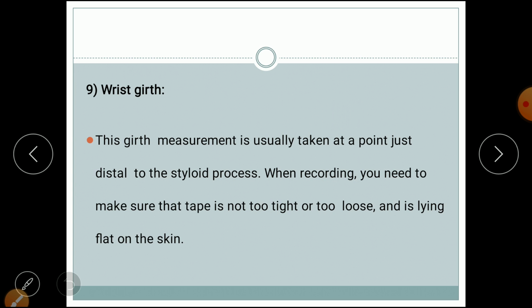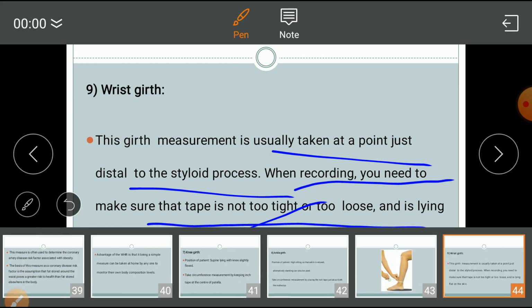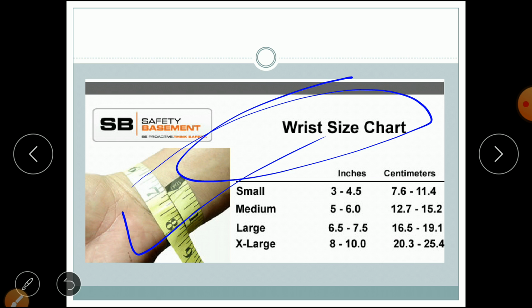Last is wrist girth. The girth measurement is usually taken at a point just distal to the styloid process. When recording, you need to make sure the tape is not too tight or too loose. So it is taken at the point just distal to the styloid process here. So that is about the wrist measurement. These all are our non-muscular landmarks girth measurement. Thank you.